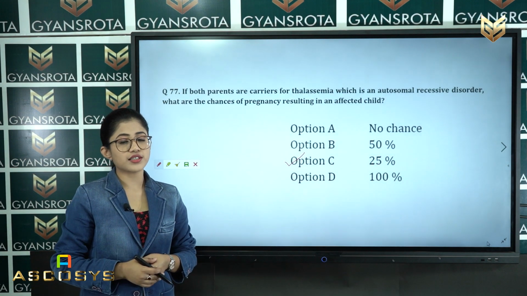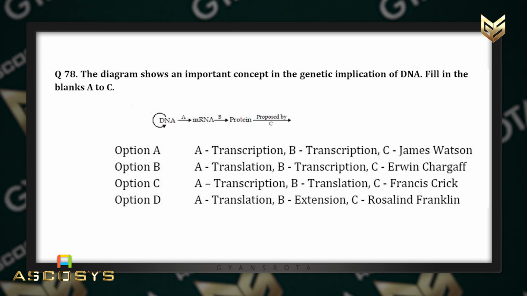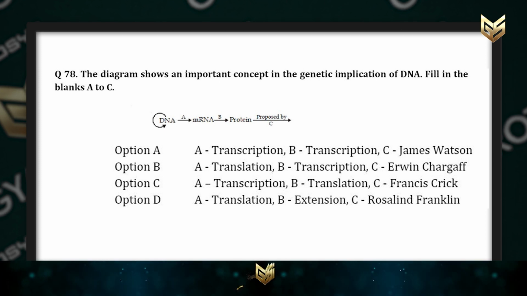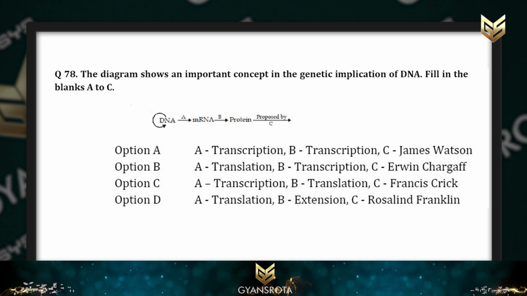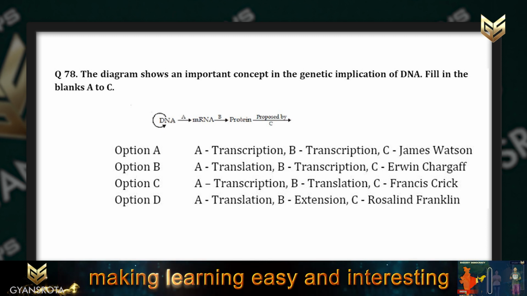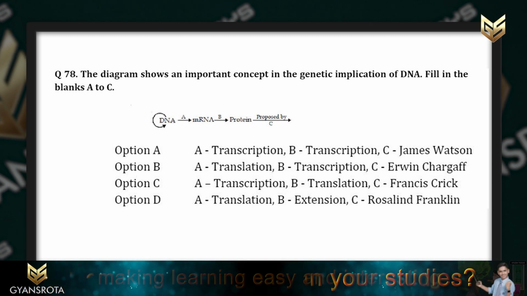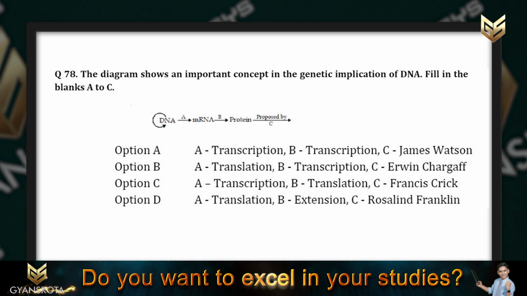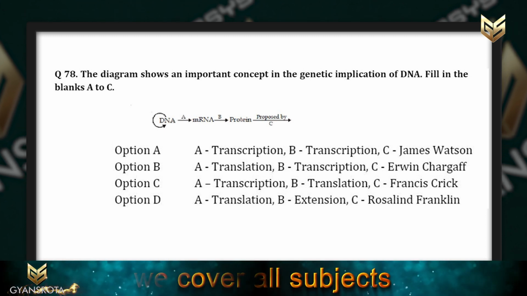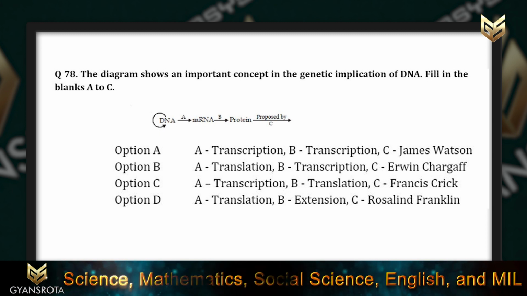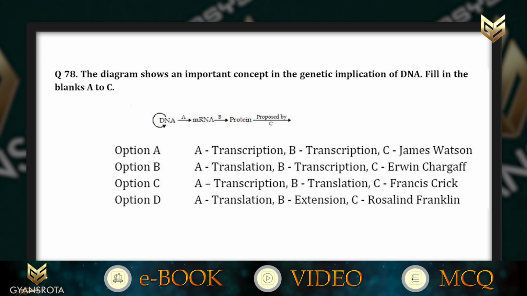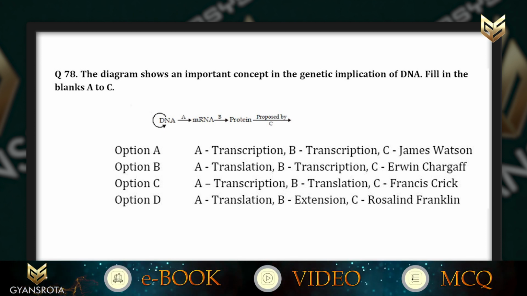Now, let us see the next question, that is question number 78. In this question, you can see the diagram shows an important concept in the genetic implications of DNA. Filling the blanks A to C. Option number A, label A is the transcription, label B is the transcription and label C is the James Watson. Option number B, A is translation, B is transcription and C is Irvin Chargaff. Option number C, A is transcription, B is translation and C is Francis Crick. Option number D, A is translation, B is extension and C is Rosalind Franklin.